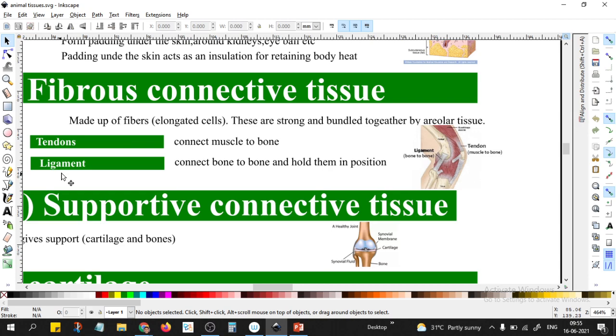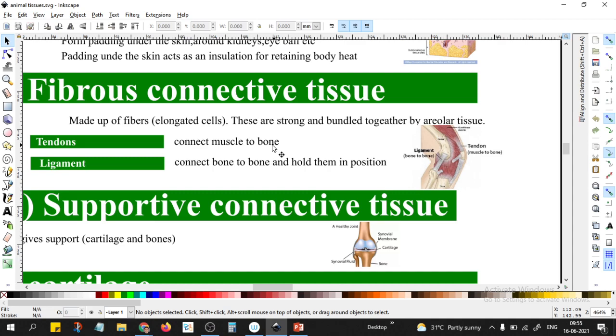This particular tendon and ligament, most of the students will be confusing. Tendon is to connect muscle to the bone and ligament is bone to bone. So you can see more clearly, and then we will see how you can remember this.